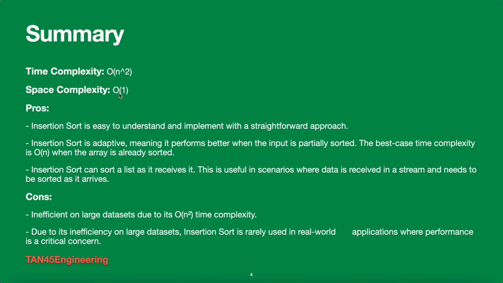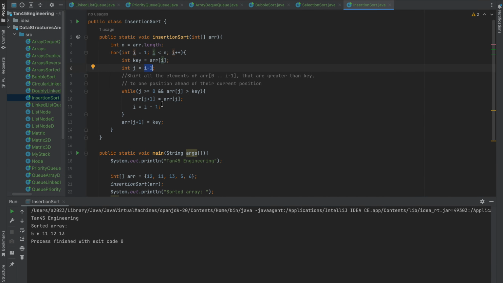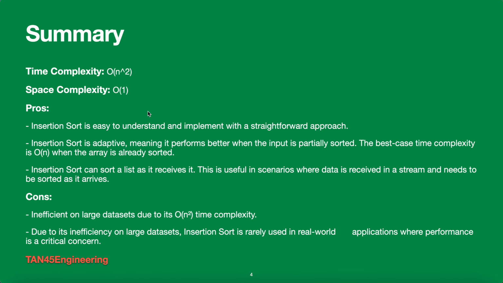Okay, space complexity O of 1, because as you can see, apart from this key variable, we do not use any other data set for memory, so it's in memory sorting. So space complexity is O of 1.